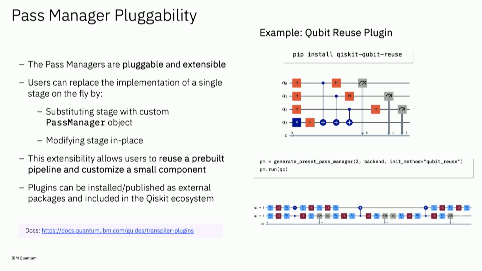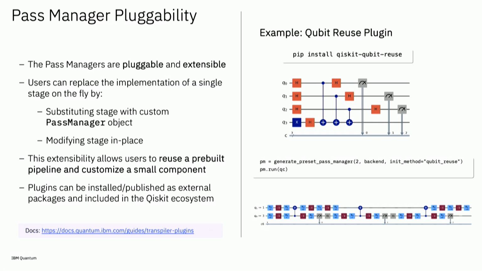And a concrete example of this is something I worked on with interns last year, this Qiskit qubit reuse plugin. So this is based on a paper from Quantinuum, where they published a technique for doing qubit reuse through mid-circuit measurement using dynamic circuits, where you can take a circuit and reduce the number of qubits you need by reusing a qubit, doing a mid-circuit measurement and resetting it.